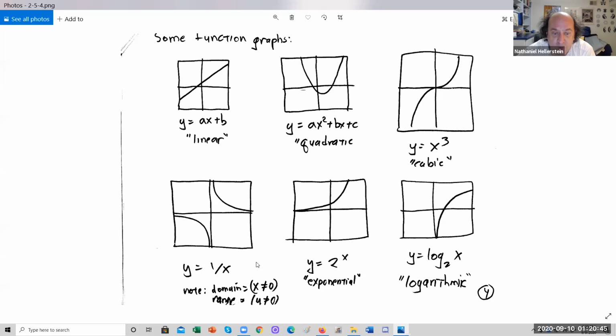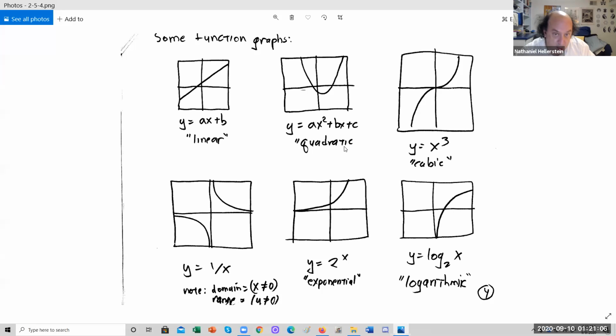All right, we have a number of functions that we'll be dealing with during this course. Here is y equals ax plus b. It's called a linear function because its graph is a straight line. Here's the equation y equals ax squared plus bx plus c. This is called a quadratic function.